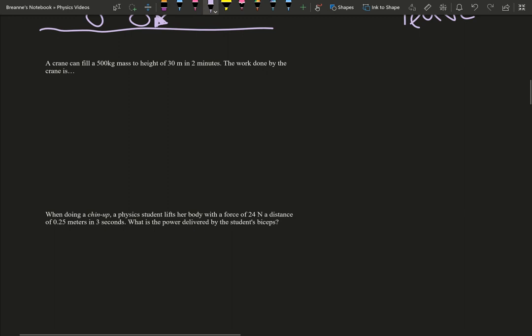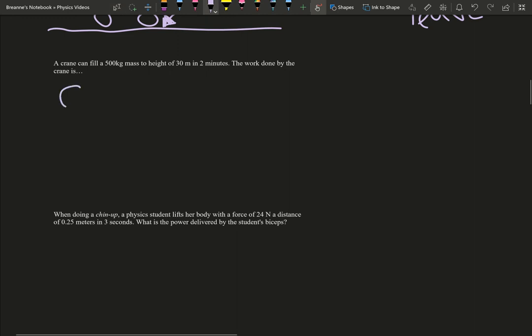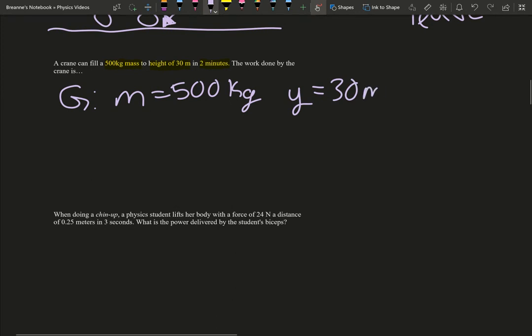Math problem alert. A crane can lift a 500 kilogram mass to a height of 30 meters in 2 minutes. The work done by the crane is? So let's write down our givens. We're given 500 kilograms, which says mass, a height of 30 meters, in 2 minutes. That 500, because it has kilograms and also said mass, is our m. The 30, which says height, is our y. And that 2 minutes is our time.